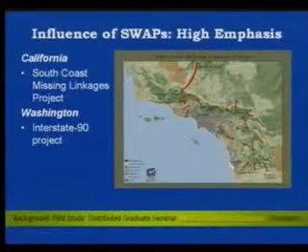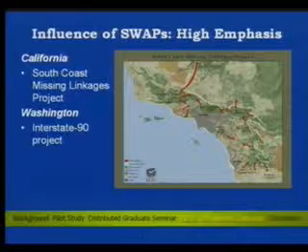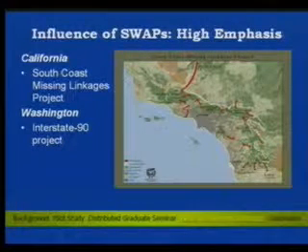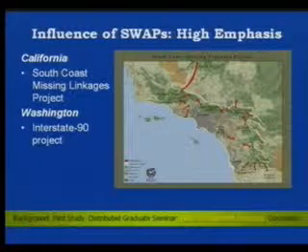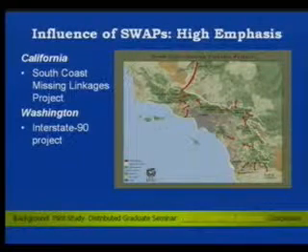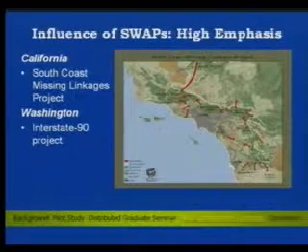California and Washington are 2 of the other 4 states that did not have projects that directly resulted from the State Wildlife Action Plan. However, these 2 states had a high emphasis on wildlife movement corridors within their plans. California has an excellent example of an existing project focusing on wildlife movement corridors, or more specifically, linkages. This can be shown in this map here. The red arrows represent project linkages, and the dark green are protected lands.